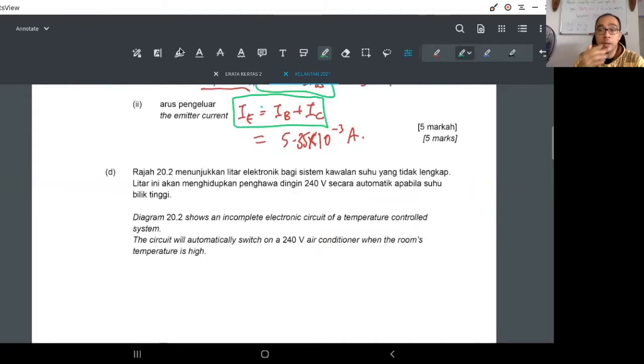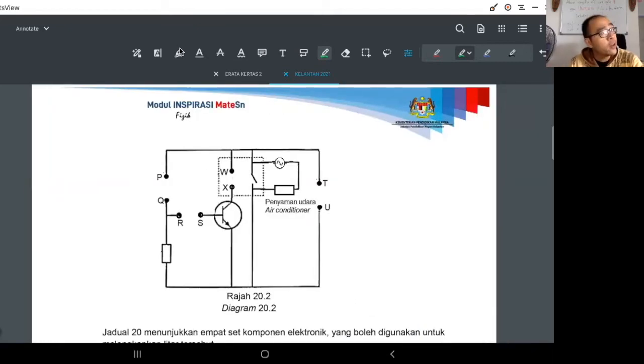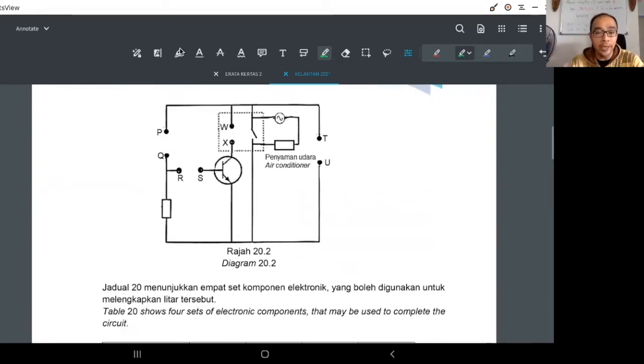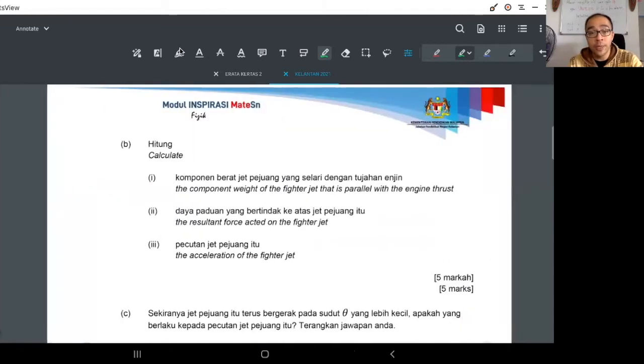Now we come to the choice question. The diagram shows an incomplete electronic circuit of a temperature control system. Temperature control, so we want the temperature to be controlled. The circuit will automatically switch on when the room's temperature is high. Isn't that nice? When it is very hot, like it is now, the aircon will turn on immediately. Table 20 shows 4 sets of electric components that may be used to complete the circuit. I'm sure we will have to make a choice.